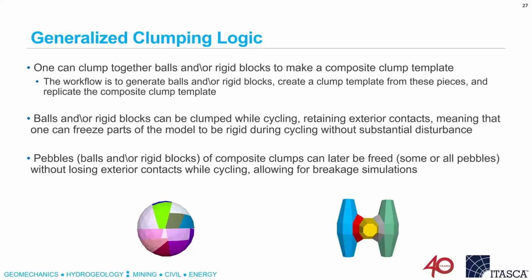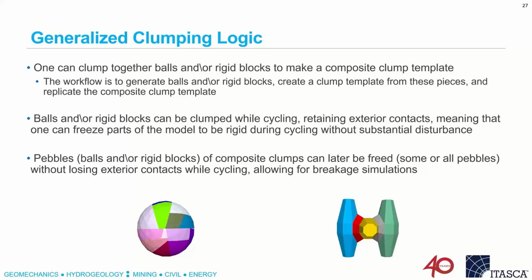So there are benefits to having rigid block pebbles as well, which I'll show an example of. They can be clumped while cycling, which makes it really nice. You can also retain the exterior contacts on the outside of the clump. So you could just say, take this region of space, which doesn't have much action, make it rigid, boom, and you lose all the internal contacts, so you speed up the computation. It becomes one rigid thing, but all the contacts on the outside remain, right? So without much disturbance, you can do that, which can be nice for models in general.